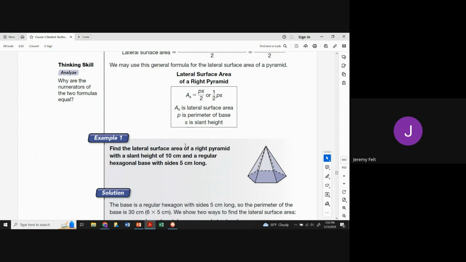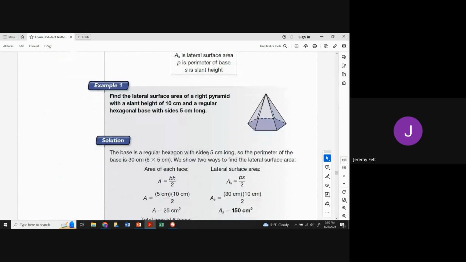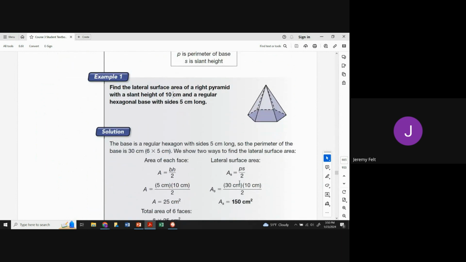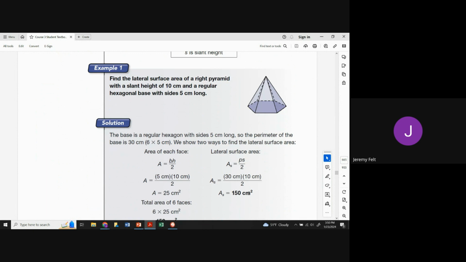To find the lateral surface area of a right pyramid with a slant height of 10 and a regular hexagonal base with 5 centimeter sides, we've got to find the perimeter. Hexagon means we have 6 sides, so 6 times 5 is 30. That's our perimeter, times the slant height of 10. We're given that. If we weren't, we'd have to break it into its own right triangle and find it. So 30 times 10 divided by 2. 30 times 10 is 300, divided by 2 is 150.